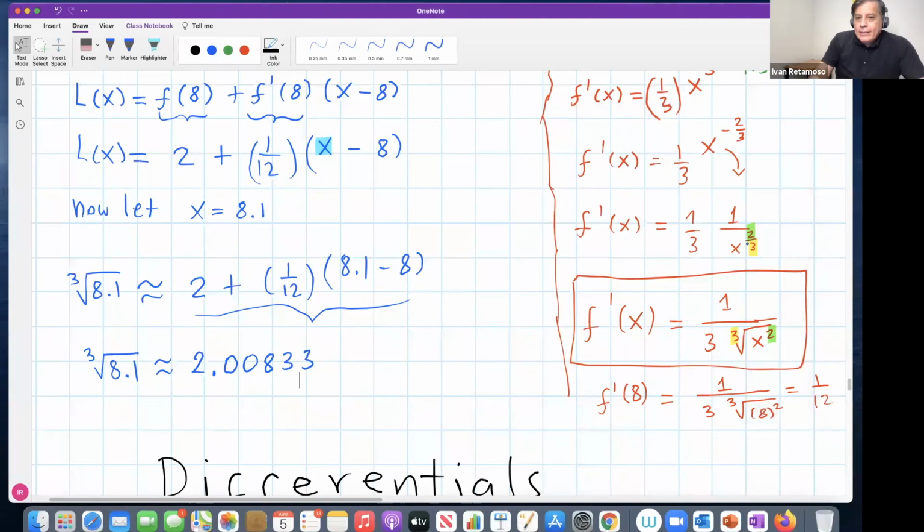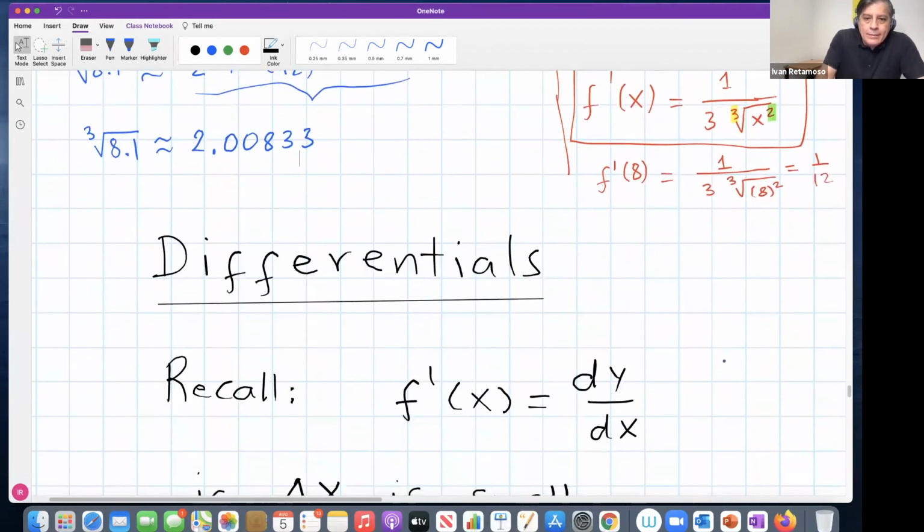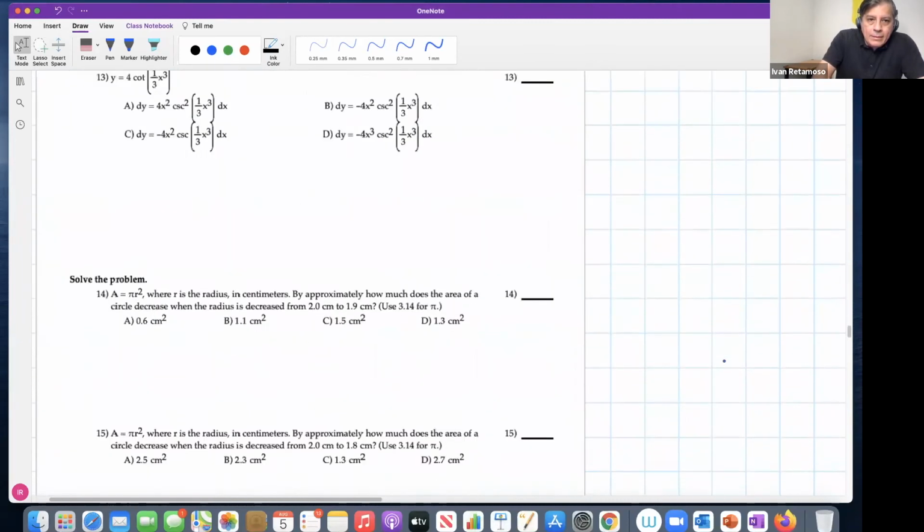All right, so we're going to take this as the derivative for the cube root function: 1/3 cube root of x squared. And using that, we can go back now to our worksheet and work on that. Okay, so see this. And then we will deal with differentials.